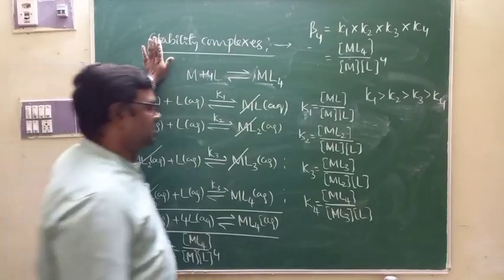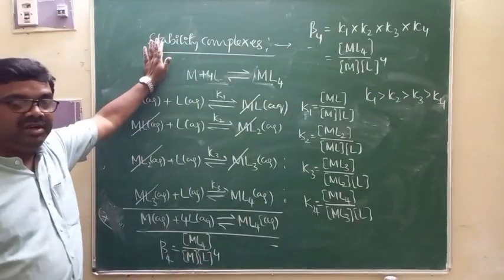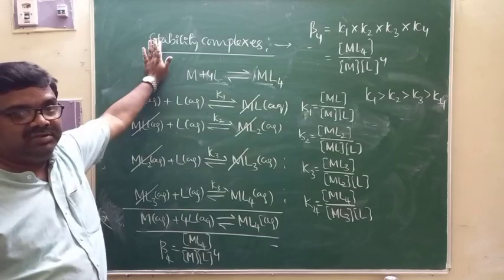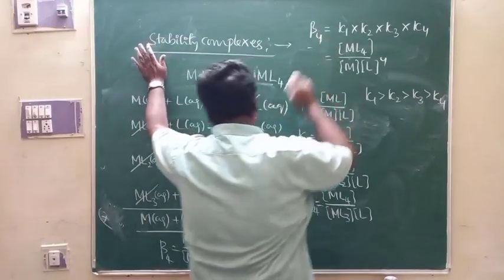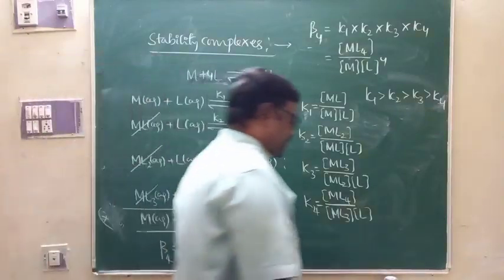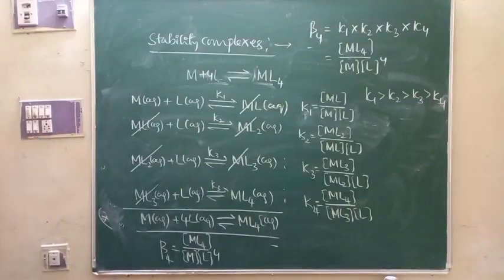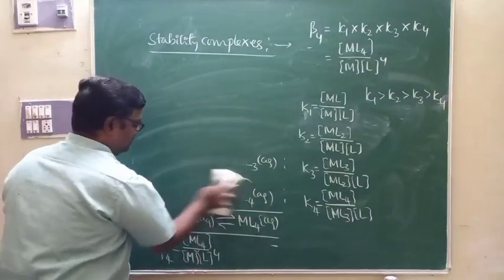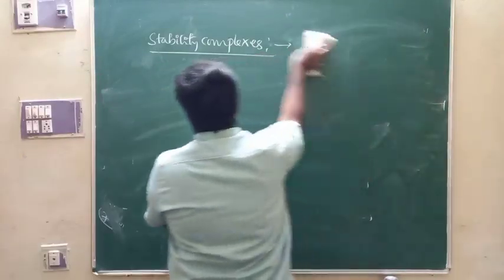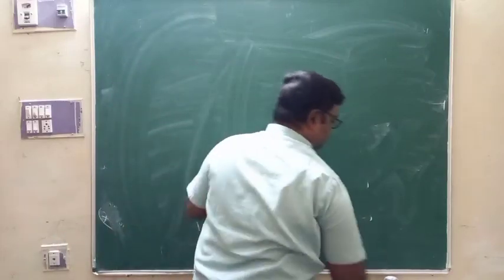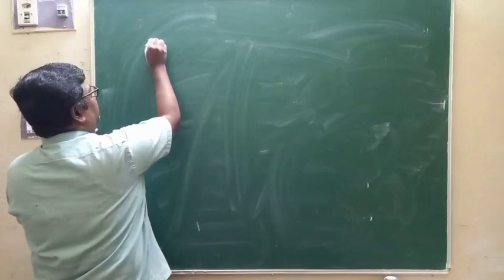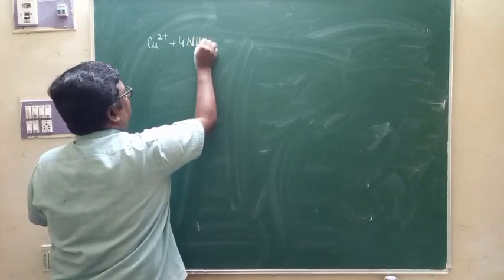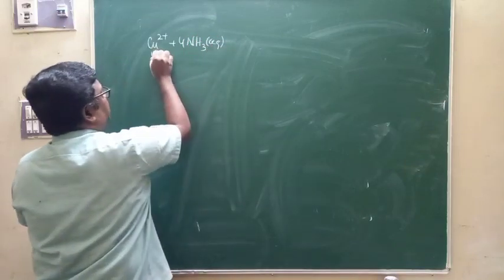Now I can make use of this overall association constant value beta 4 in order to compare the stability of the complexes. As the value of beta 4 increases, the stability of the complex increases, right? And in order to justify this discussion, you are supposed to study one example for the association of a metal ion and ligand to form one complex, that is the formation of the cuproammonium complex. Cu2+ combines with 4 ammonia molecules, of course in aqueous medium.